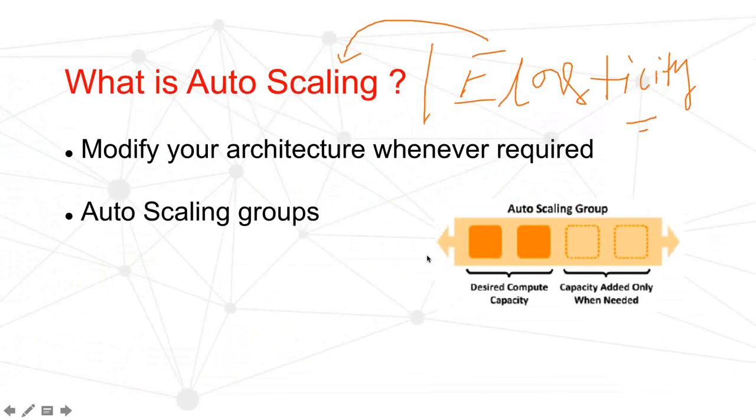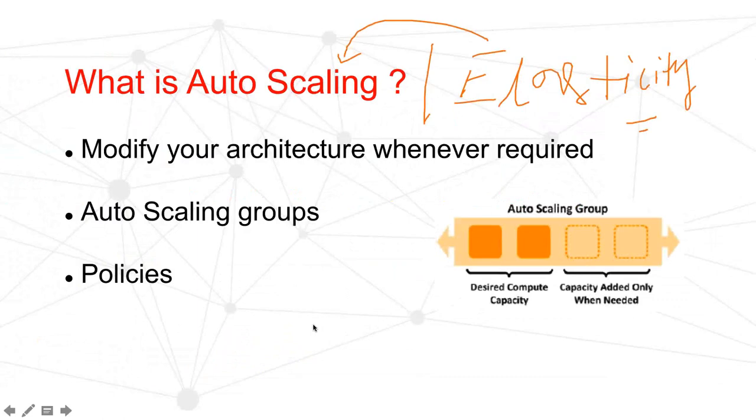Now, you have a concept called auto-scaling groups. We'll discuss it further in detail. But in auto-scaling, whenever you want to modify your architecture, you group your instances together in the form of auto-scaling groups. For example, you might have grouped your instances based upon their functionalities, their behavior, the kind of services and applications that they're running. You might have a group for front-end application instances and a group for the back-end.